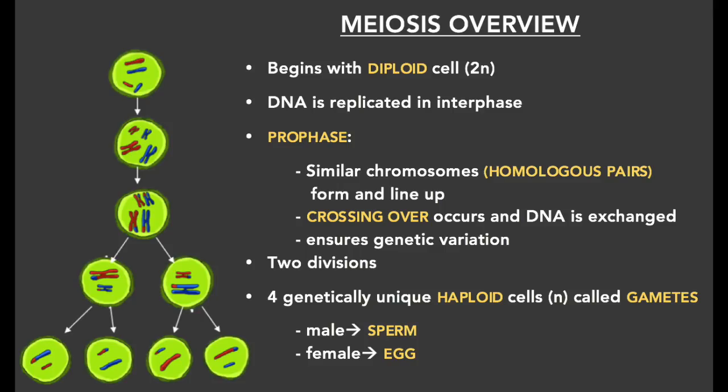So there you have it. Meiosis begins with a diploid cell containing 2 sets of chromosomes. DNA is then replicated, paired up, lined up, and crossed over, creating unique cells that will then divide not once, but twice, resulting in 4 genetically different haploid gametes, each containing half the number of chromosomes as the original cell.